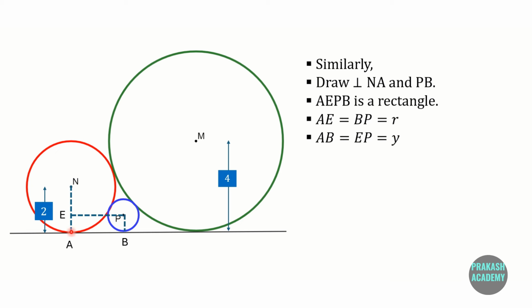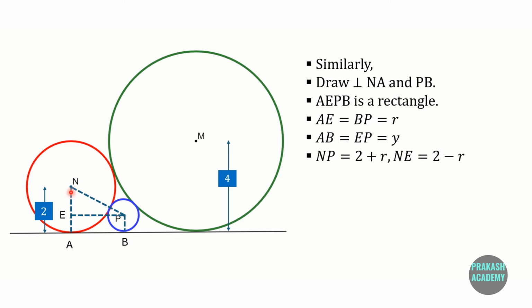Now let us say this distance is equals to y, that is AB, and AB is also equals to EP because this is a rectangle. Opposite sides of a rectangle are equal. So AB is equals to EP is equals to y. So this distance is y and this distance is y. Now let us connect point N and point P. So these are two centers.